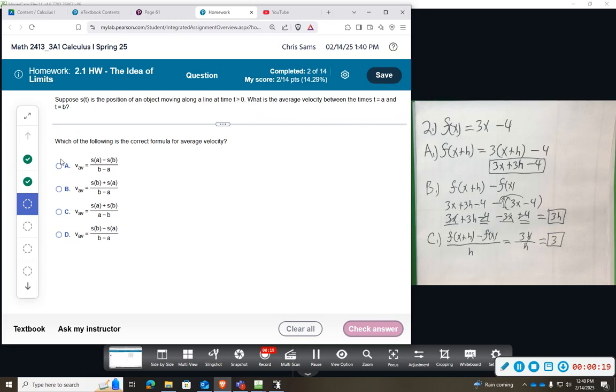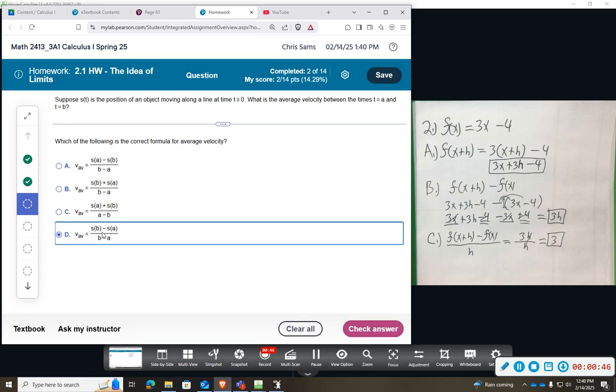Again, we're just looking for the average velocity formula, following the slope. So B minus A on the bottom. Then we're going to have S of B, which will be the second point, minus S of A. So I'm looking for S of B minus S of A. Based on the denominator, B and D are the ones we're looking at, and it looks like D will have the S of B minus S of A.